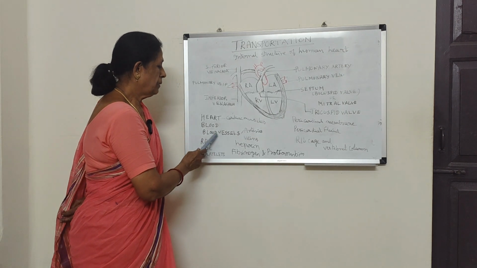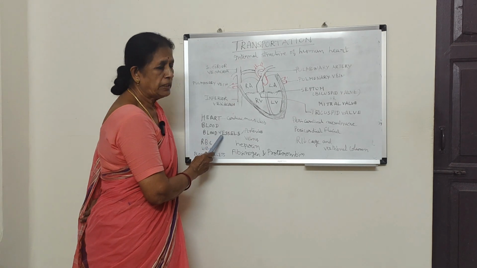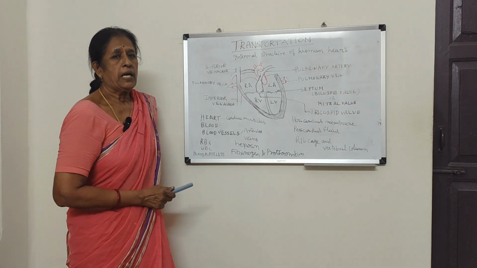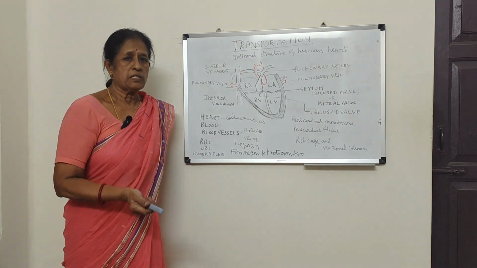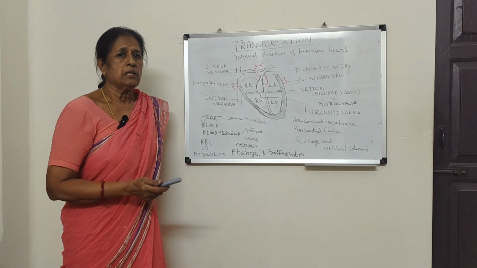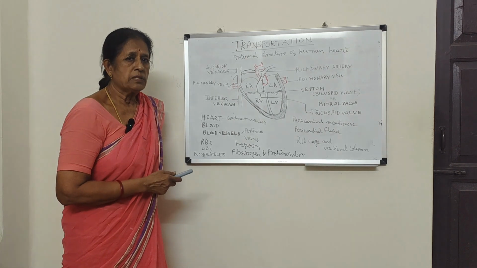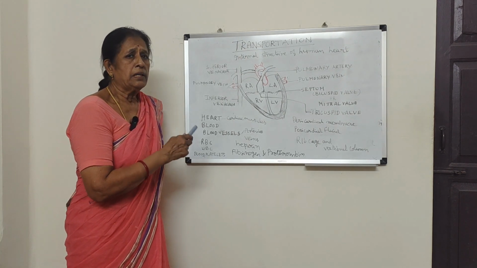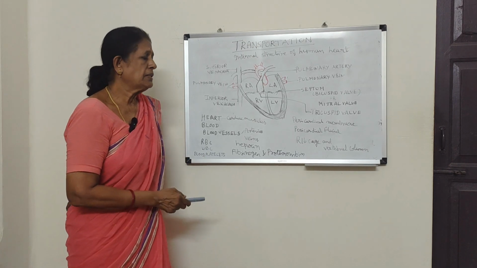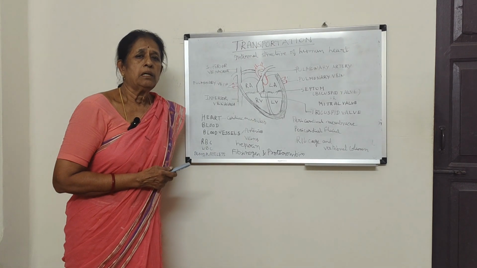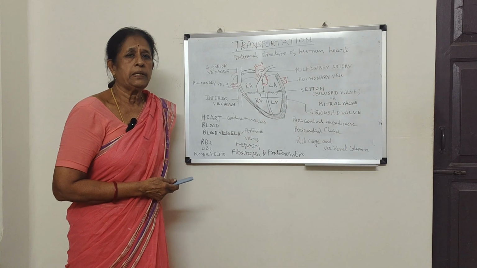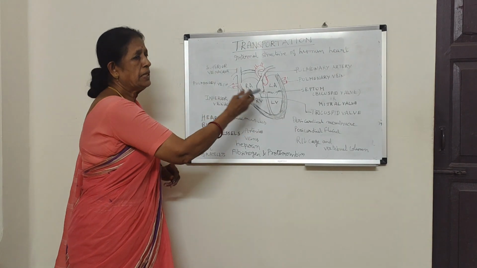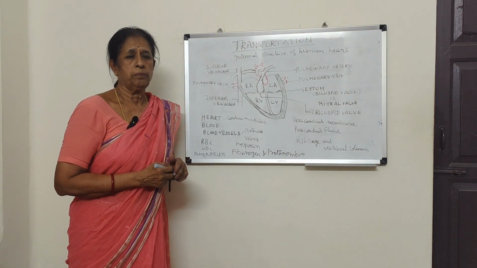And the third part of the circulatory system is blood vessels. Blood vessels are arteries and veins. Arteries carry blood from the heart to various body parts, and veins collect blood from various body parts and take it to the heart. All the arteries carry oxygenated blood except the pulmonary artery. All the veins carry deoxygenated blood except the pulmonary vein. And then in the next class we shall see the internal structure of the human heart.